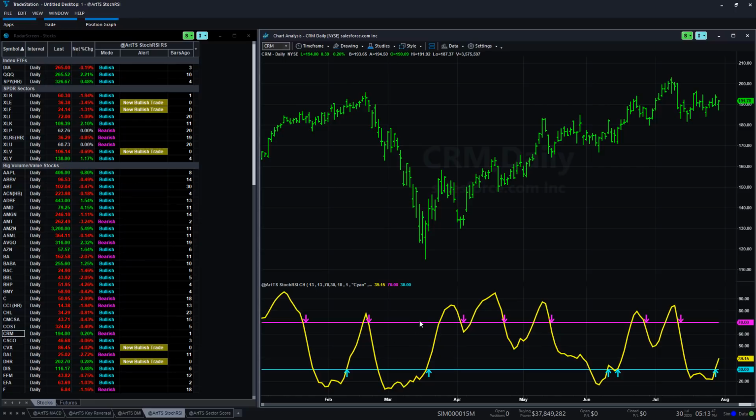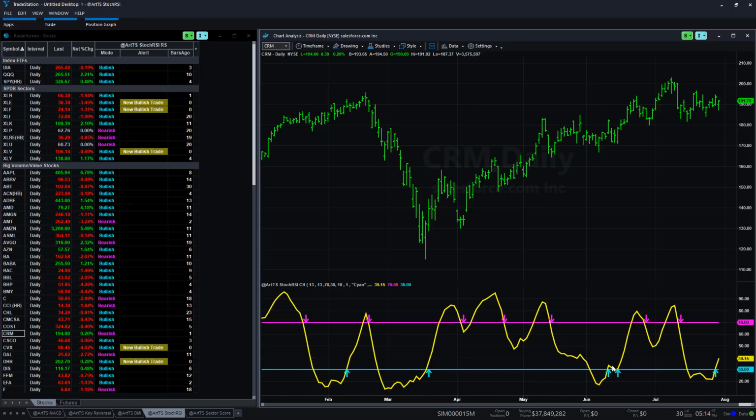And same thing here. I wait for the stochastic of RSI to cross back into the middle of the channel here, in between the overbought oversold oscillating points. So that's what I'm waiting for, just as a confirmation.